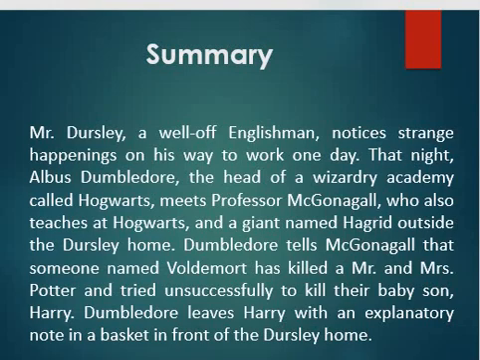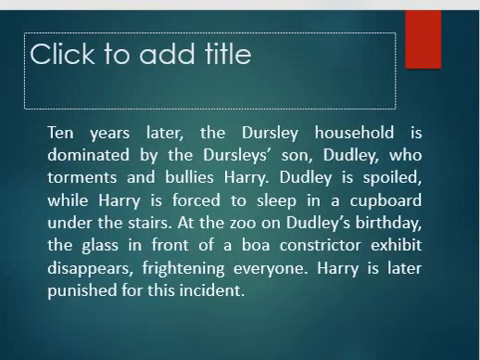So Dumbledore leaves Harry with an explanatory note in a basket in front of the Dursley home. Ten years later, the Dursleys' household is dominated by their son Dudley, who torments and bullies Harry. Dudley is spoiled, while Harry is forced to sleep in a cupboard under the stairs. At the zoo, it is Dudley's birthday.